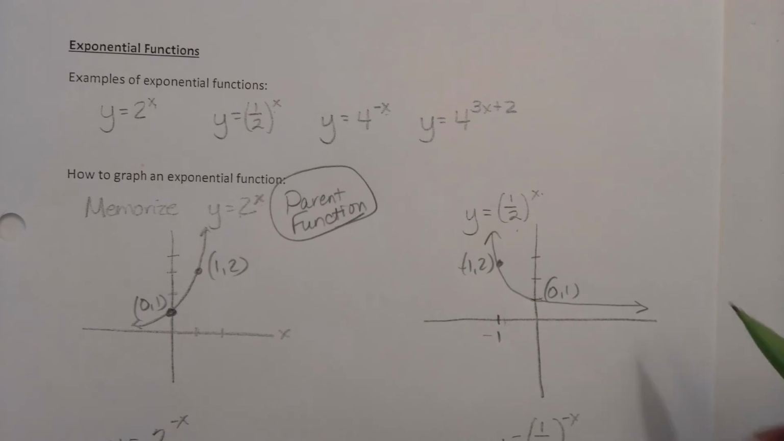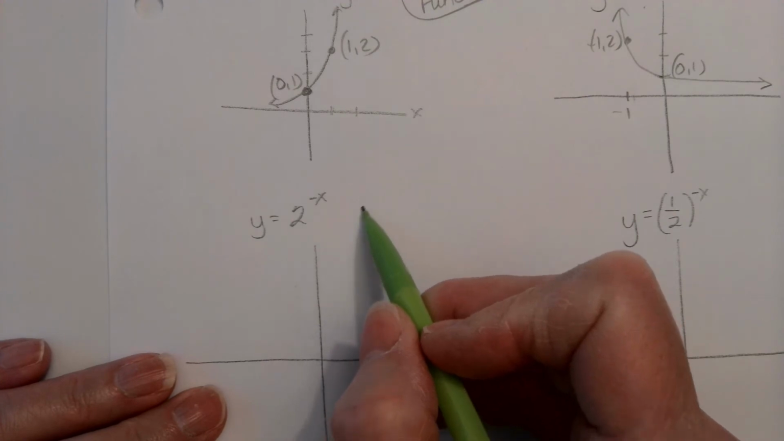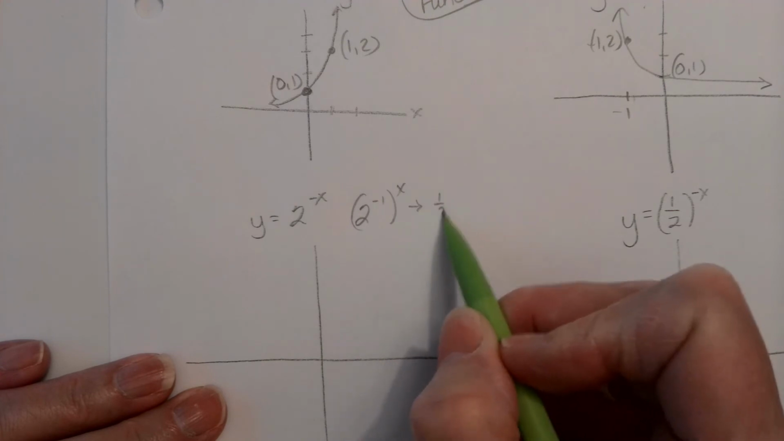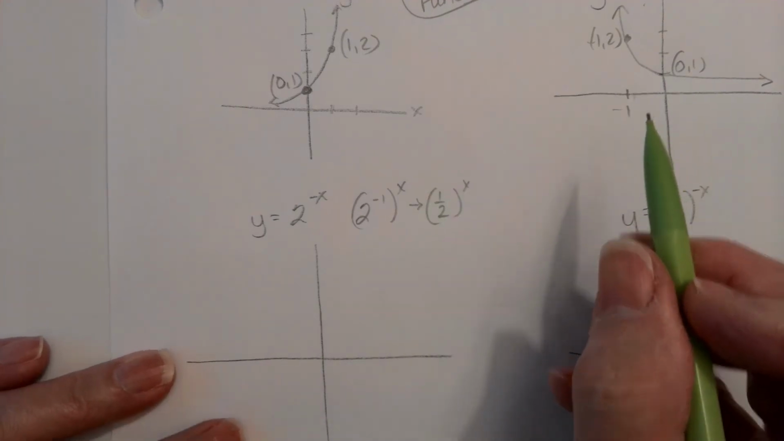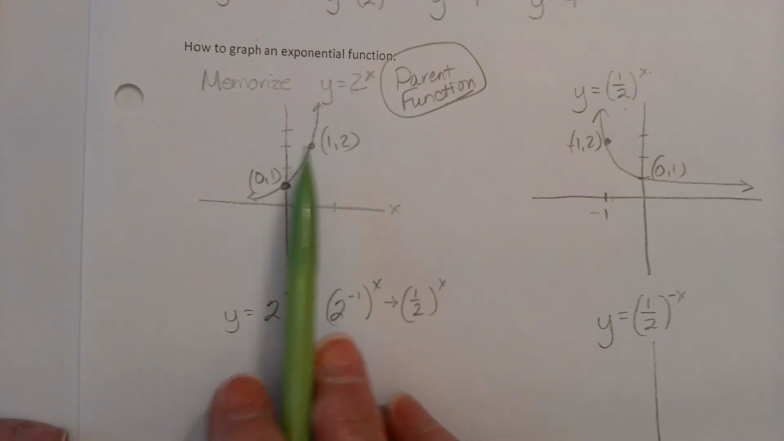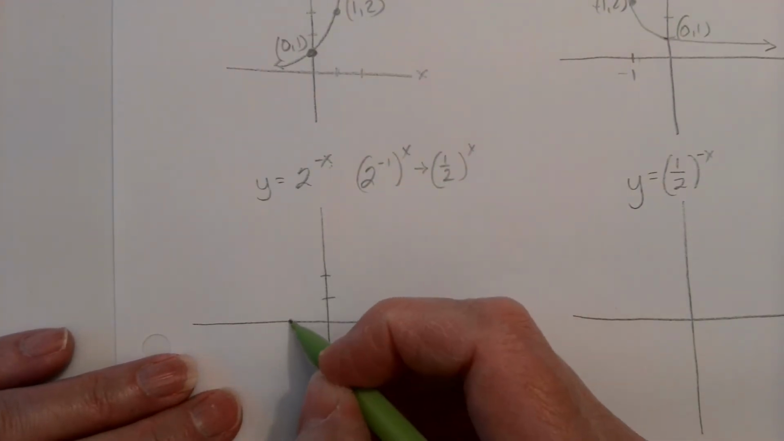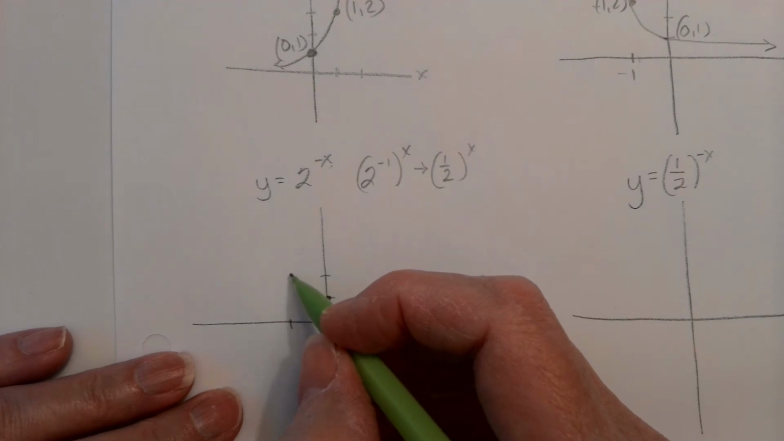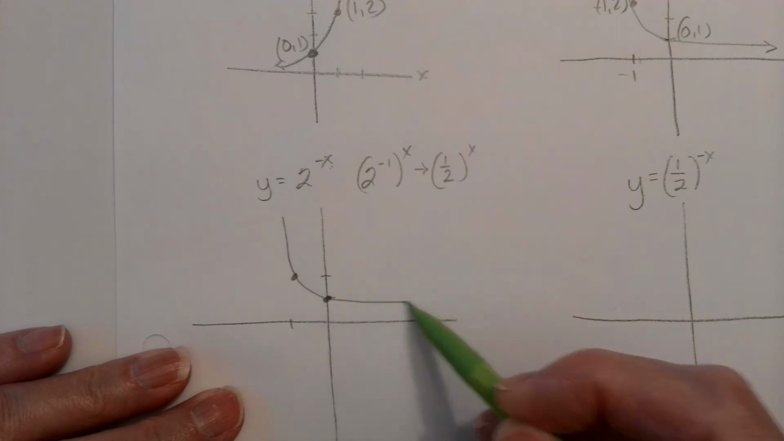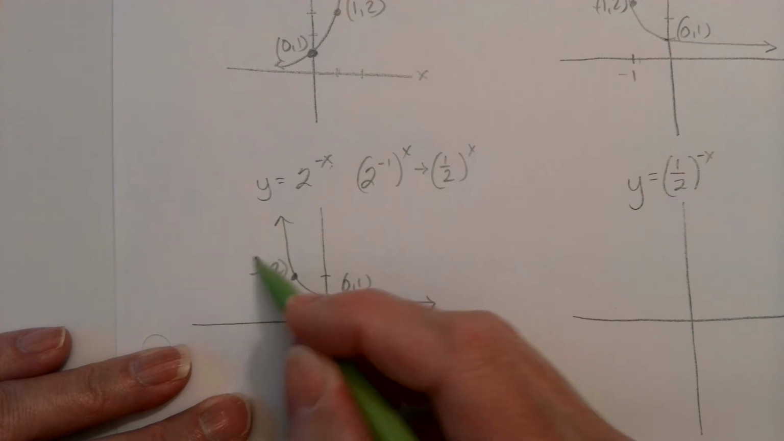So that's flipped over the y-axis. Okay, so if you see one like this, you need to think of this as 2 to the -1 power to the x, which is 1/2 to the x. It's the same thing as what we just did. And that makes sense because the x is negative, so that means it's going to flip over the y-axis. Okay, so I got this one, and it'll look basically just like this, right? So this is 0, 1, and this is -1, 2.